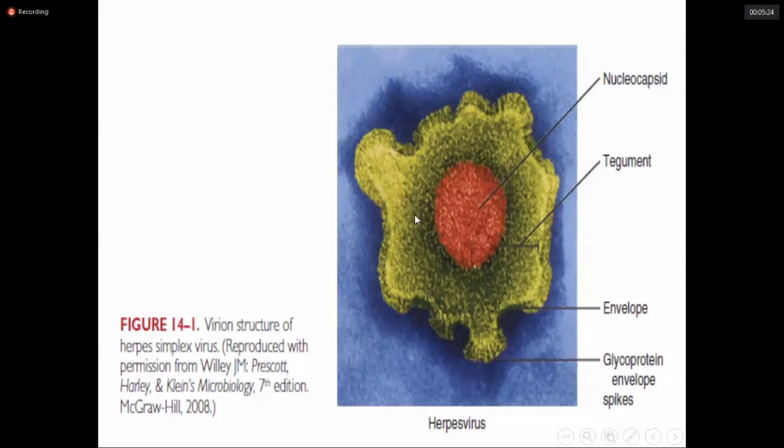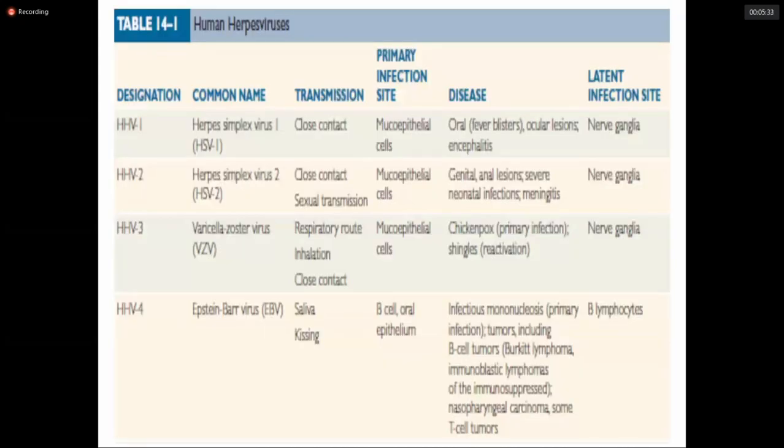This is the virion of herpes simplex virus. Virion means the complete viral structure. This table also we have explained before to you. We are going to deal with the first type, second type, and the fifth type. Herpes simplex type 1, transmitted by close contact, infects mucoepithelial cells, can cause oral fever blister, ocular lesion and encephalitis, and the latent infection is in nerve ganglia. We have mentioned these with the CNS.